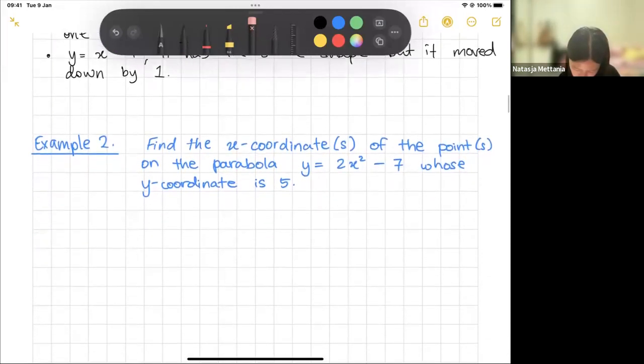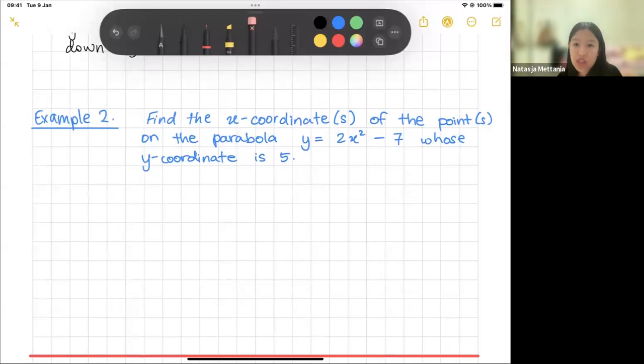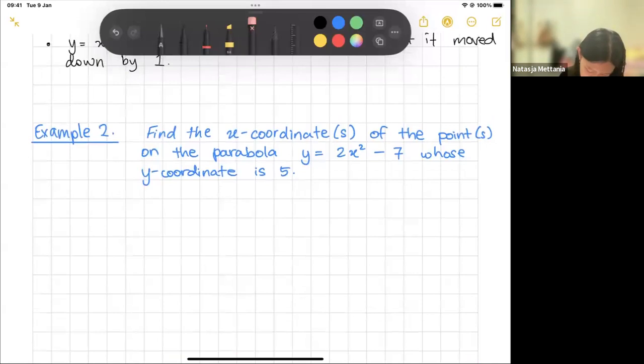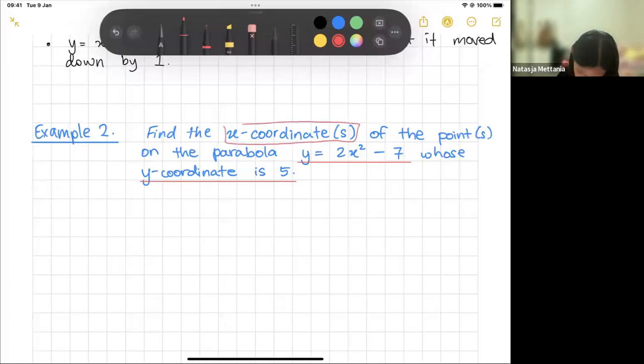So example number 2 says, find the x coordinate or coordinates of the point or points on the parabola y equals 2x squared minus 7, whose y coordinate is 5. So what we're going to do first is identify this. We're going to identify y coordinate is 5, and my equation is y equals 2x squared minus 7. And what we're trying to find is the x coordinate or x coordinates. So it can be 1 or more than 1.